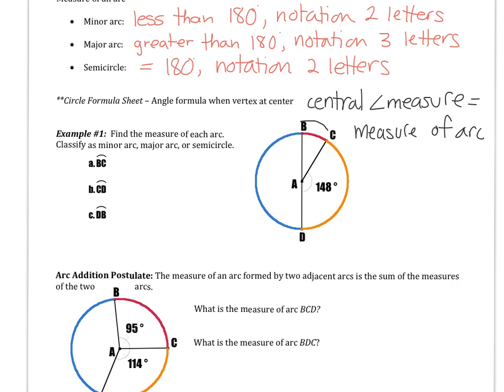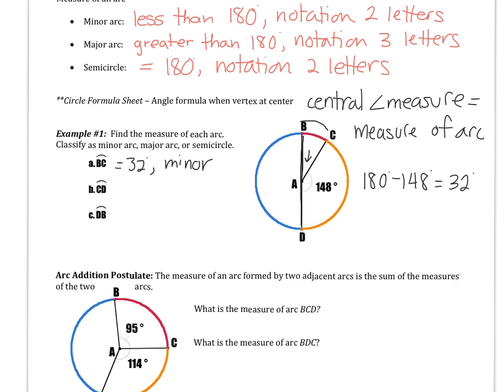Now the way I have to find that is it's going to equal the same thing as angle BAC. But I don't have angle BAC, but I could find it easily. I know that this is a diameter. It splits the circle in half, so I would do 180 degrees minus 148 degrees, and that gives me that measure, which is 32 degrees for that angle. So therefore the arc is also 32 degrees. Now because it is less than 180, it's a minor arc.